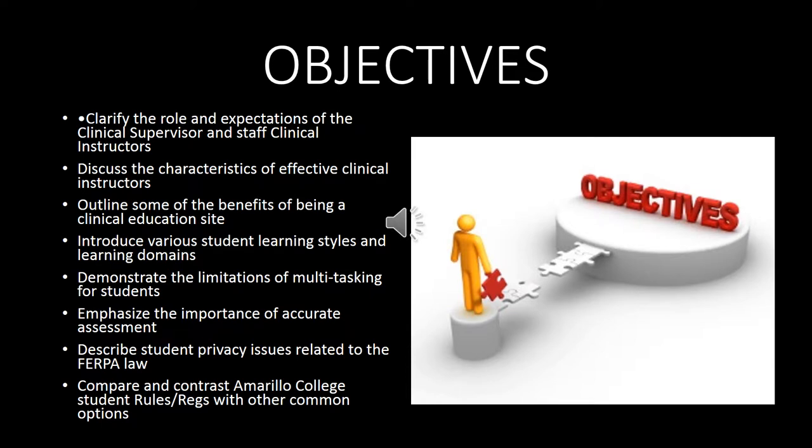So we're going to start off this basketball game by going over some of the objectives. I know you're perfectly capable of reading, and I don't want to bore you with the details, so let me just summarize the objectives by stating that we're going to give you an orientation to working with radiation therapy students in the clinic, as well as an overview of some of our rules and regulations for those students. So on we go.